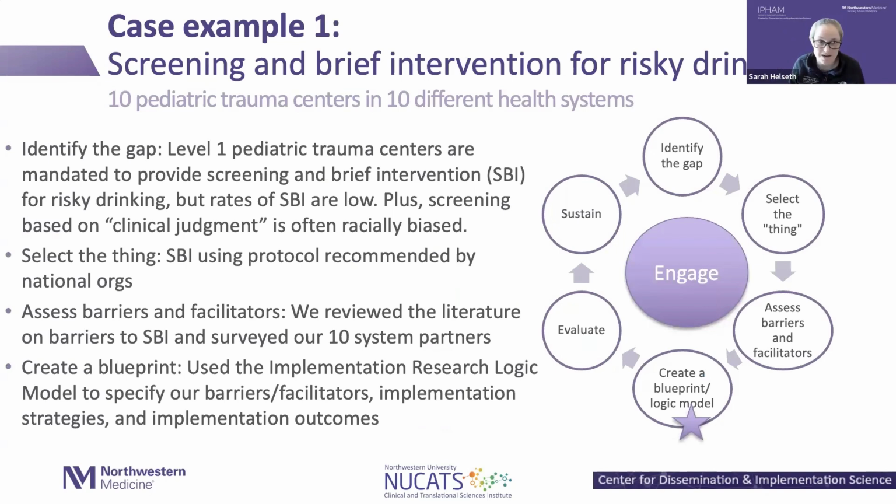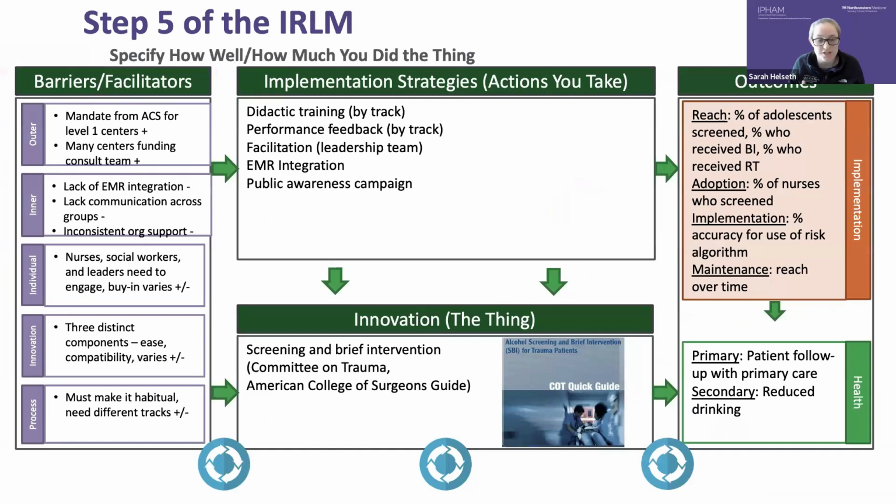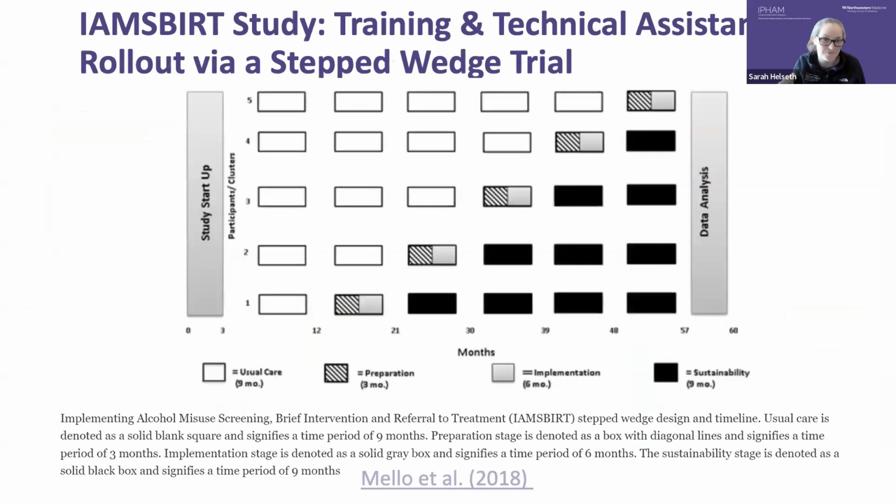And our case example that we've talked about this entire series was the screening and brief intervention and referral to treatment. We've talked about each of these stages where we identified the innovation, we looked at determinants through contextual inquiry, we identified the strategies we'll use to address the barriers, and we selected the outcomes we want to reach. In showing you this IRLM, it doesn't tell you much about what the study's design looked like, so I thought I would talk with you about that right now.